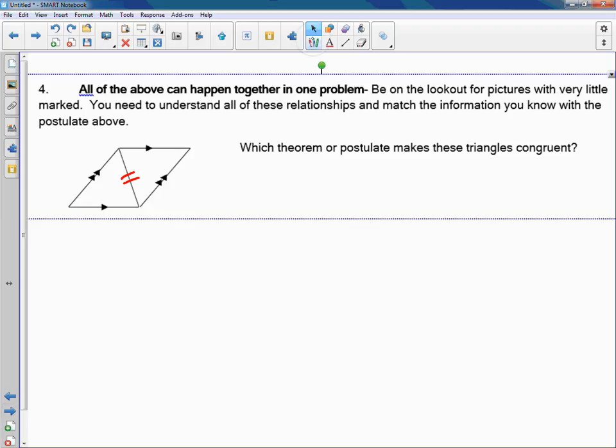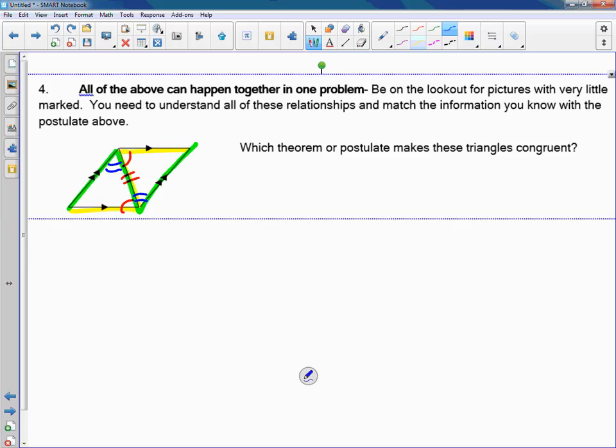Then I also have parallel lines. Here's my Z because these two lines are parallel. So I can mark. Or I also have these two lines parallel. So this is also a mark.